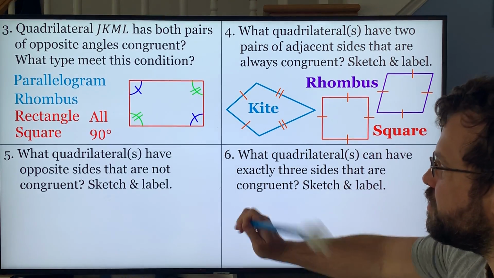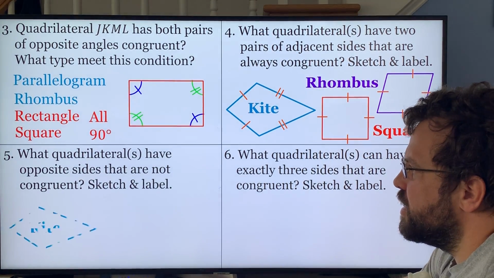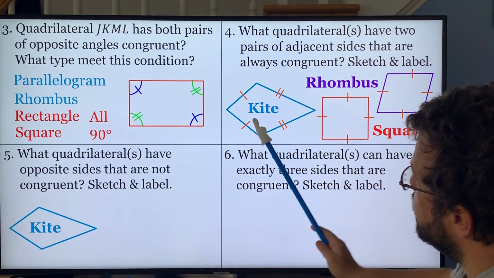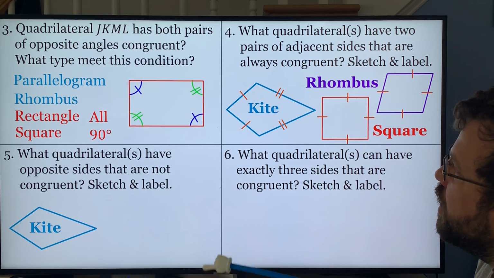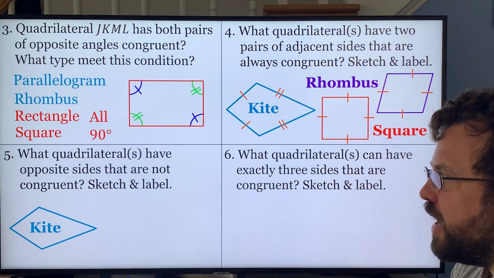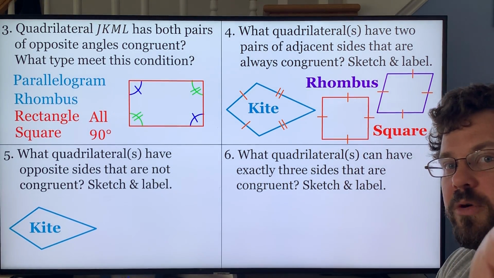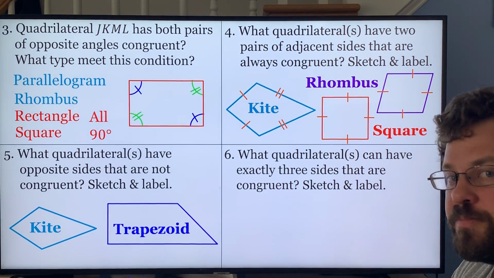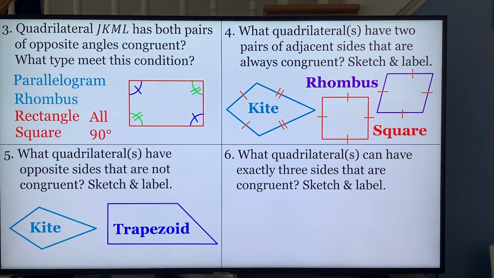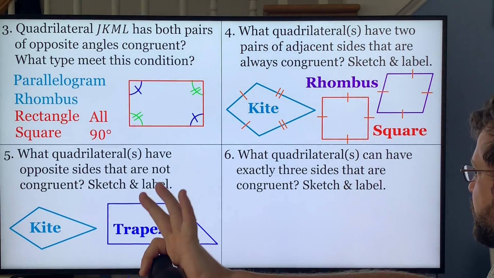Anyway, problem 5. Opposite sides not congruent. Kite, right? Opposite sides not congruent. Can't be a rhombus, can't be a square. It can't be any type of parallelogram, but it could be one more thing, and that one more thing is a trapezoid.